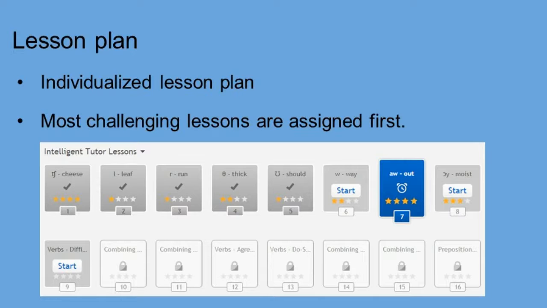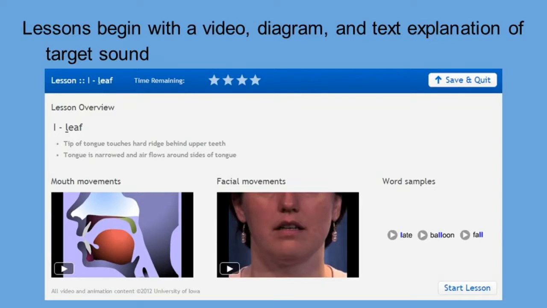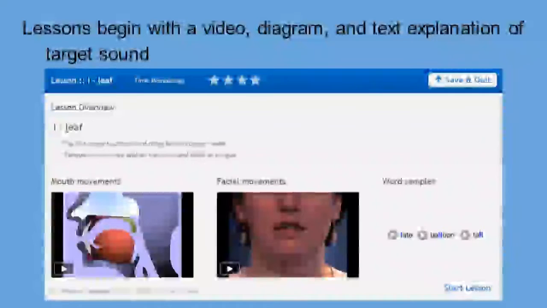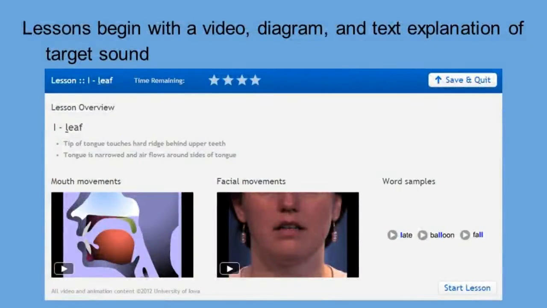Each of these lessons begins with the items that are most difficult first, because we want to get all the difficult stuff out of the way before we move forward. On this next diagram, I'm going to be practicing the L sound, as in leaf. I'll read this piece. It says, for L as in leaf, the tip of the tongue touches the hard ridge behind the upper teeth, the tongue is narrowed, and air flows around the sides of the tongue. So this tells me the specific placement of the mouth movements.